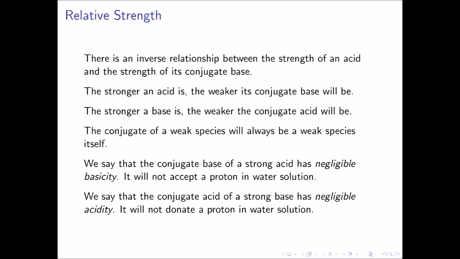The conjugate acid of a strong base is said to have negligible acidity. It will not donate a proton in water solution. An example of this is the hydroxide ion. It will not donate a proton to water solution.